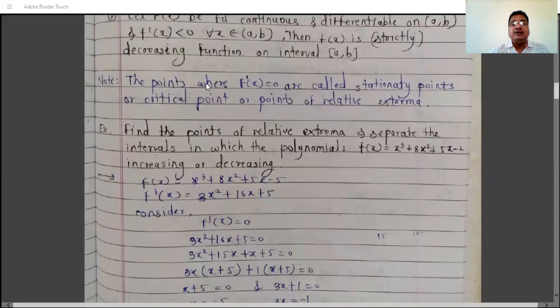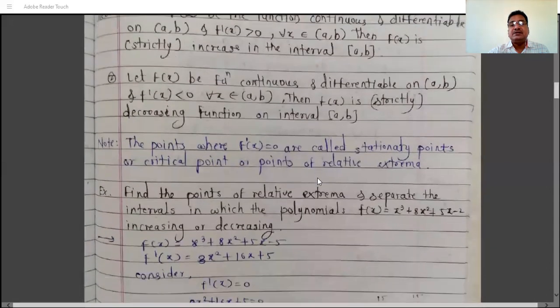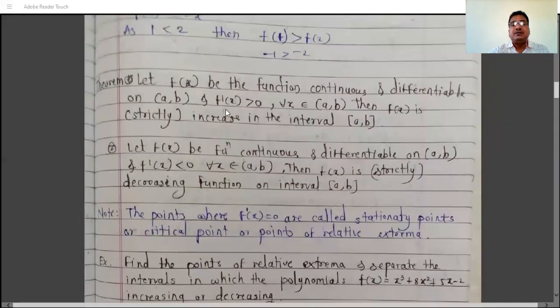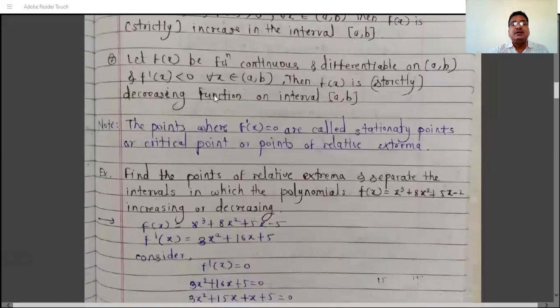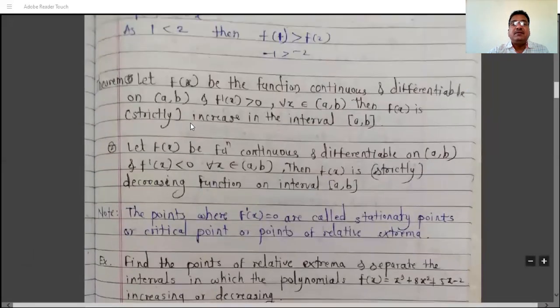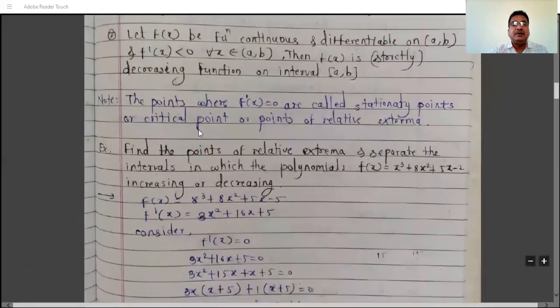Then the point where f dash x is exactly 0 is called a stationary point or critical point, or point of relative extrema. So if the derivative of the function is greater than 0, then the function is increasing. If the derivative of the function is less than 0, then the function is decreasing. And if the derivative of the function is 0 at a point, then such a point is called a stationary point or critical point or point of relative extrema. So these are the definitions of the decreasing function and increasing function.